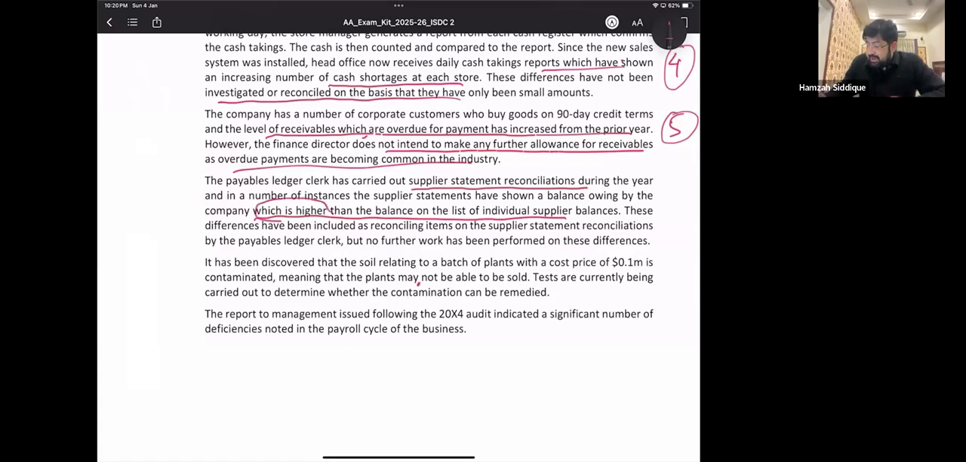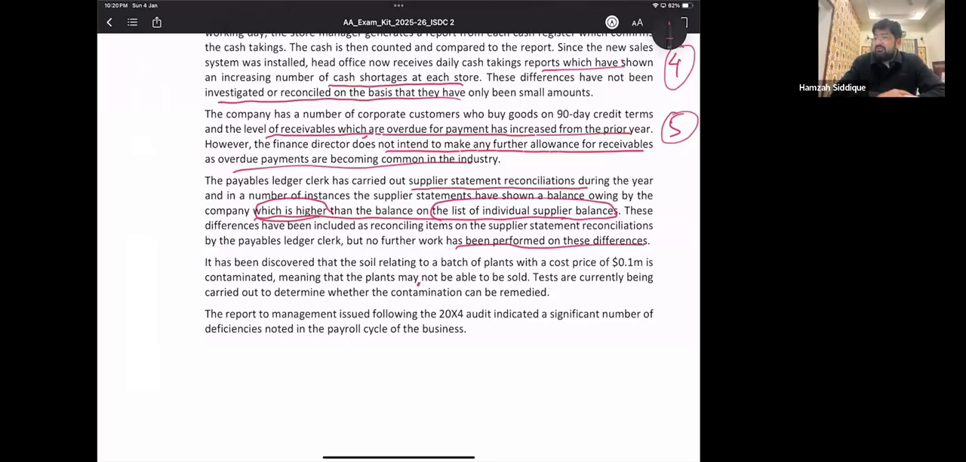The supplier is telling a higher balance. The company's record is showing a lower balance. What does it mean? This difference has been included as a reconciling item on the supplier statement reconciliation by the payable ledger clerk, but no further work has been performed.